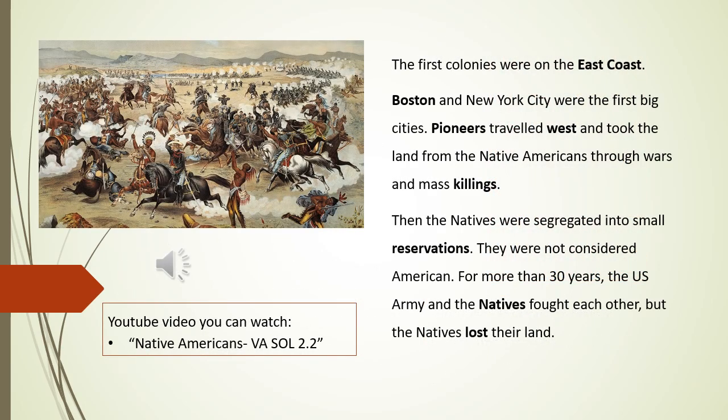The first colonies were on the East Coast. Boston and New York City were the first big cities. Pioneers traveled west and took the land from the Native Americans through wars and mass killings. Then the natives were segregated into small reservations. They were not considered American.